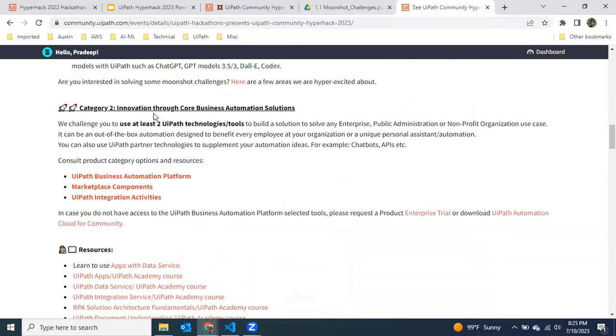Let's talk about category two. Category two is about business automation solutions, where what we are looking for in HyperHack is primarily to build a solution which solves a business problem for an enterprise or an NGO or public administration for that matter, which would include your traditional UiPath platform components. There are various resources they have listed out. You can look at the business automation platform documentation, some of the business components, productivity components, and integration activities, marketplace components, just to get an idea of what you want to build in this particular segment. In order to build these solutions, you can always use the enterprise trial, or you can use Automation Cloud Community. Both are available to you.